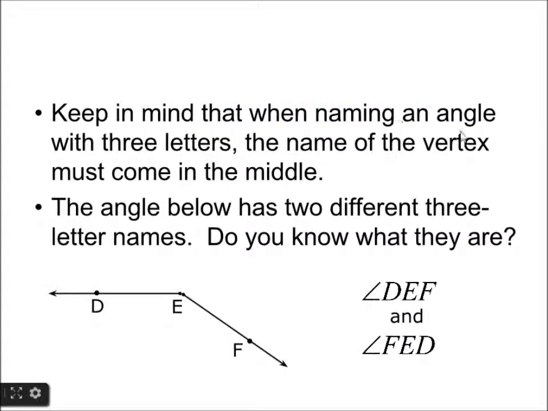Keep in mind that when naming an angle with three letters, the name of the vertex must come in the middle, like this. DEF. Vertex is in the middle. Angle DEF or angle FED. The angle which we are trying to denote must come in the middle.